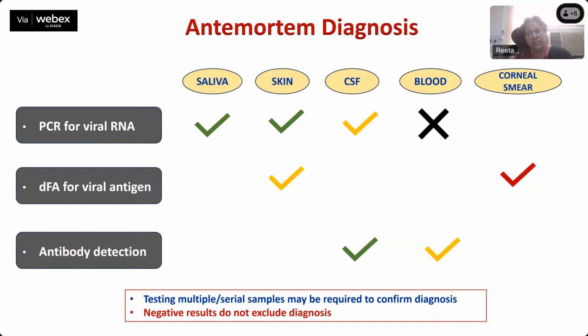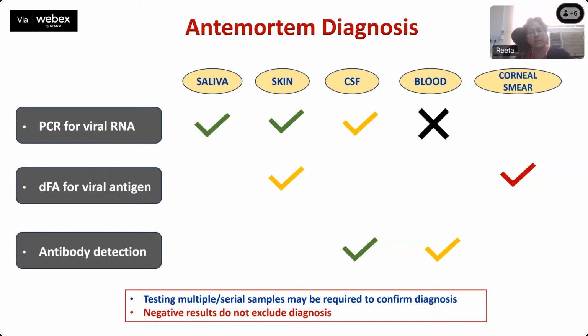Now, antibody detection can be done either by an ELISA or by detection of neutralizing antibodies. In our laboratory, we use the RFFIT test, which is the rapid fluorescent focus inhibition test for detection of neutralizing antibodies in the CSF and the serum samples. Now, remember, any antibody detected in the CSF is suggestive of a diagnosis of rabies.